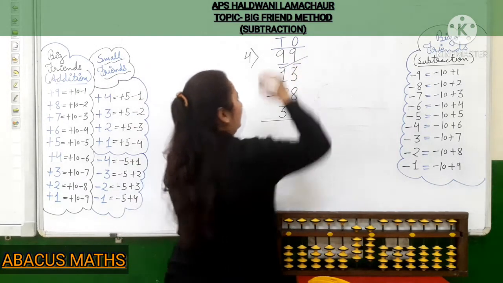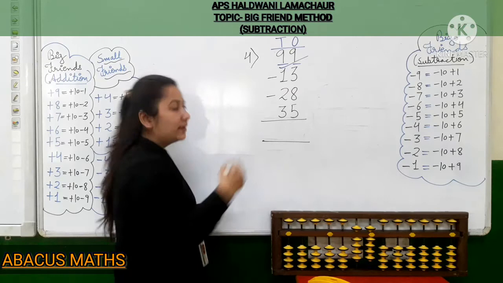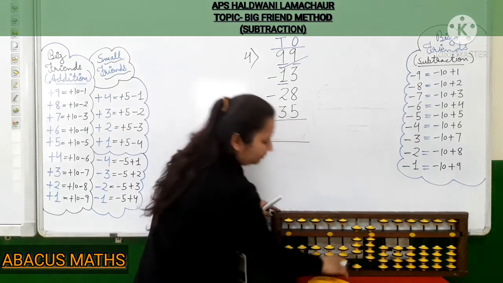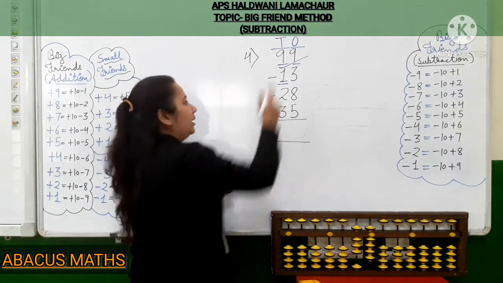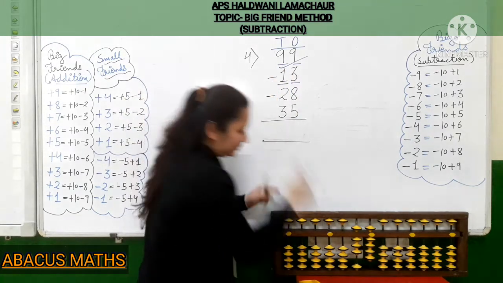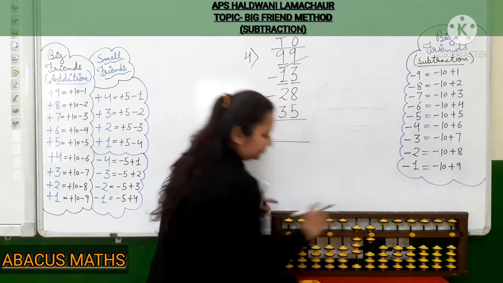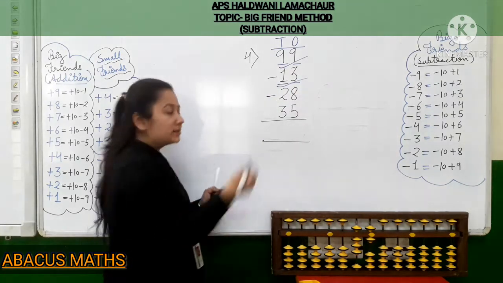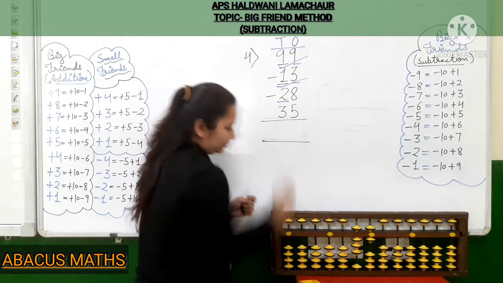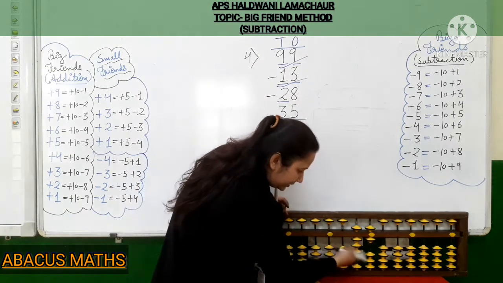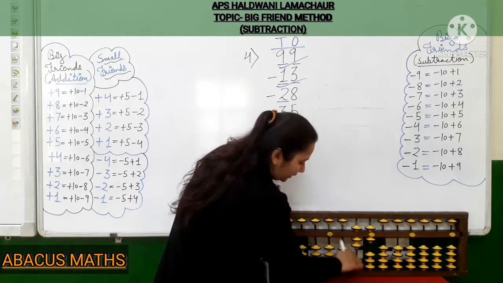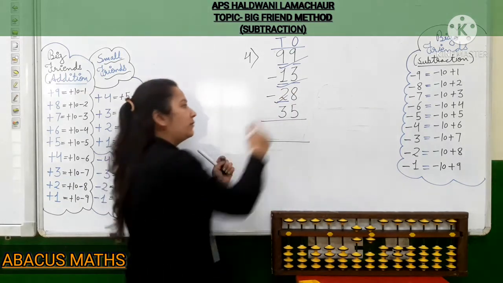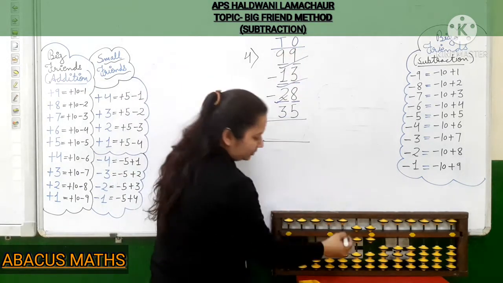And this is completed. Now next, we have to do minus 1 in tens row. Minus 1 means 1 bead down. And then minus 3 in ones. 1, 2, 3. And this is completed. Next, you have to do minus 2 in tens. Now you can see 2 beads are there. We can subtract 1, 2. Minus 2 done. Next, you have to do minus 8 in ones rod.